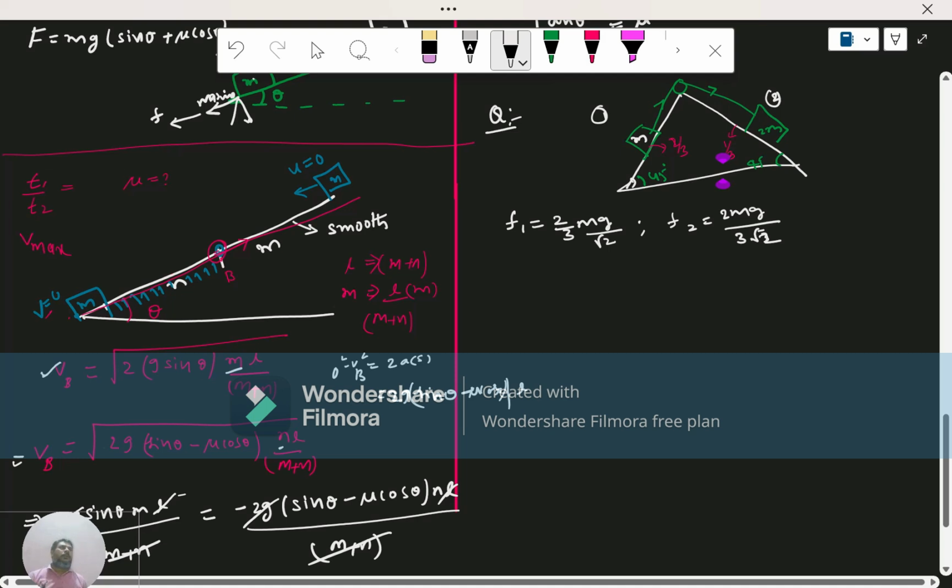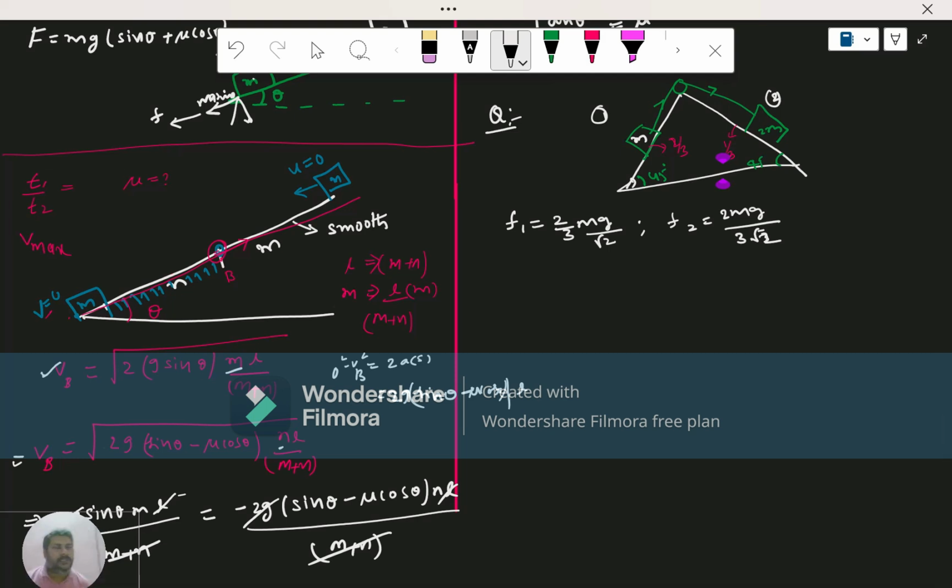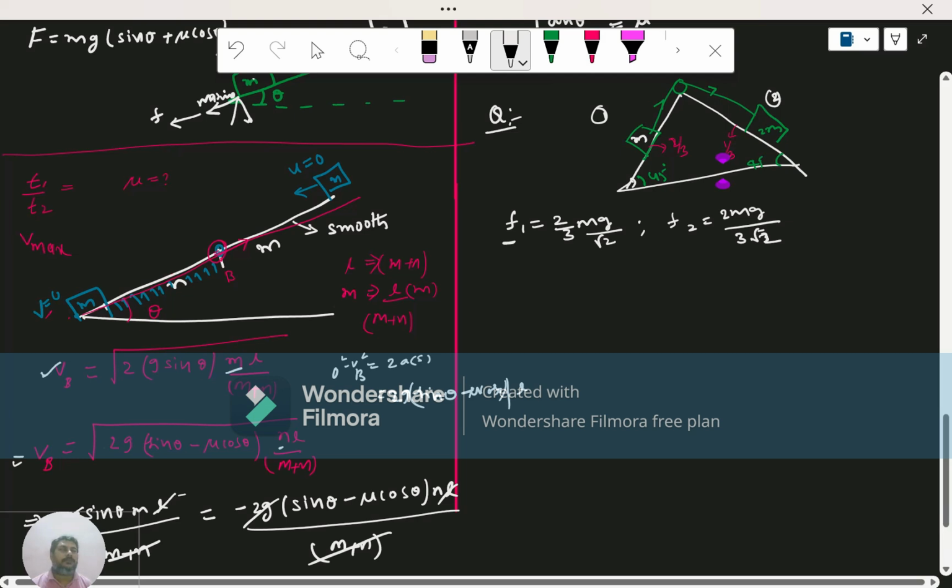So both F1 and F2 mean the maximum static friction between the surfaces are equal. Now in which direction does it have to move? That is, how do I have to consider the friction on the first block and the second block? Either on the first block it is downwards or upwards, and on the second block it is downwards or upwards. Here both the frictions are equal, 2 mg by 3 root 2, and here also 2 mg by 3 root 2.